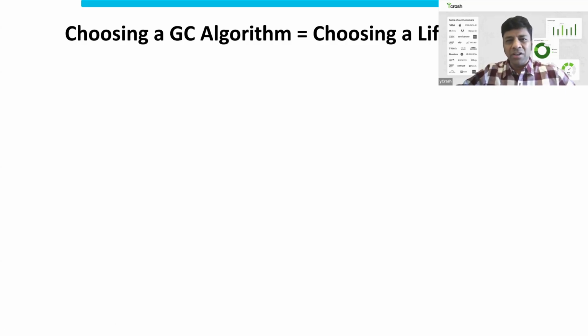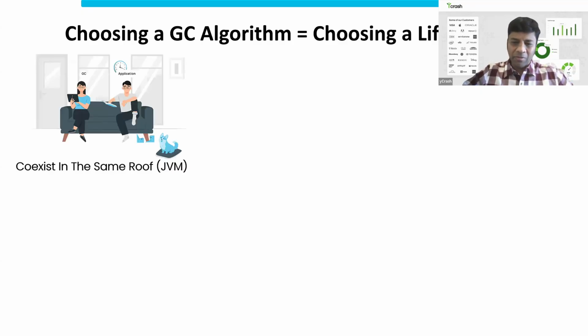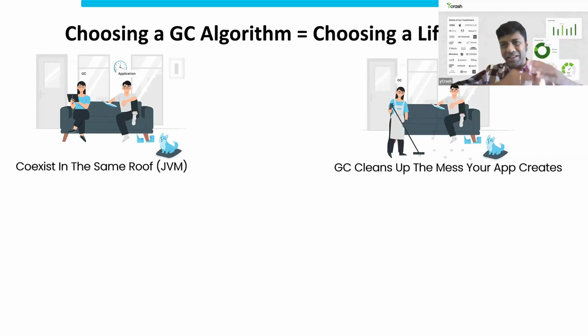Friends, choosing a GC algorithm is just like choosing a life partner. Why do we say that? Because we live with our life partner under the same roof. Similarly, our Java applications coexist with garbage collection under the same roof, which is a JVM. They both coexist together under one single roof.